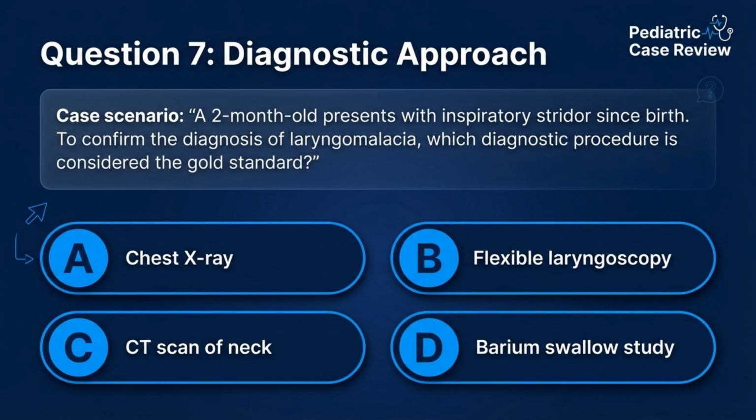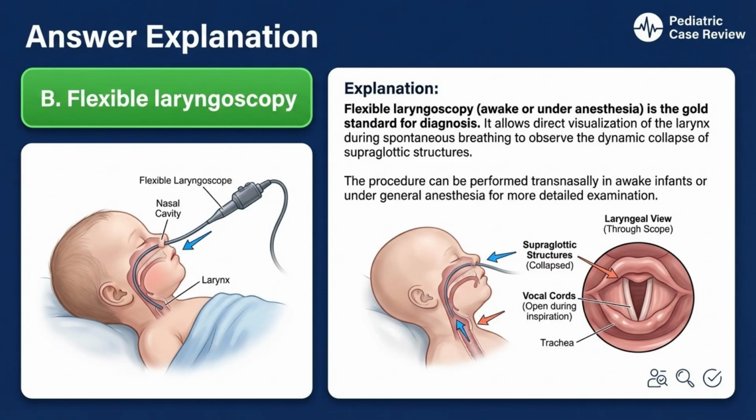Question number 7 focuses on the diagnostic approach. A 2-month-old presents with inspiratory stridor since birth. To confirm the diagnosis of laryngomalacia, which diagnostic procedure is considered the gold standard? Option 1, chest X-ray. Option 2, flexible laryngoscopy. Option 3, computed tomography scan of the neck. Option 4, barium swallow study. The correct answer is option 2, flexible laryngoscopy.